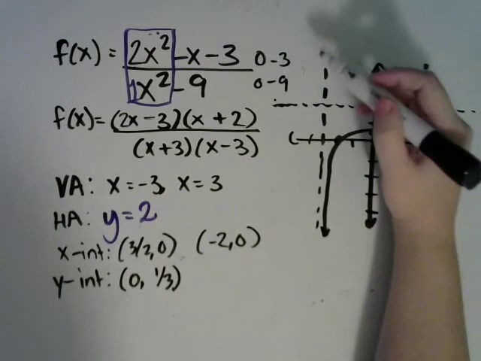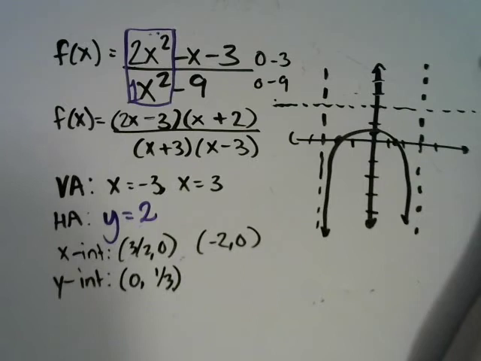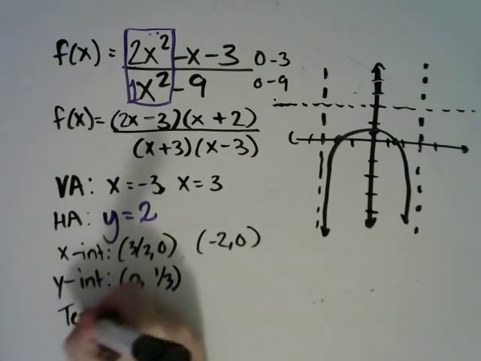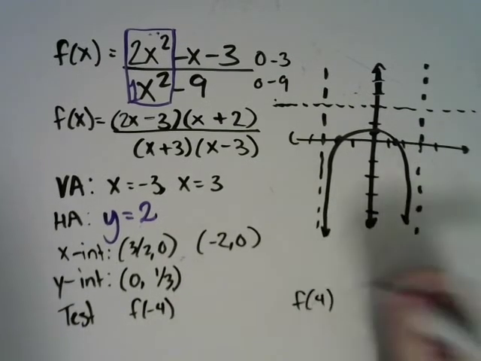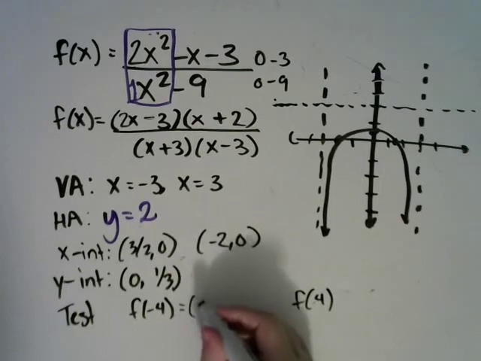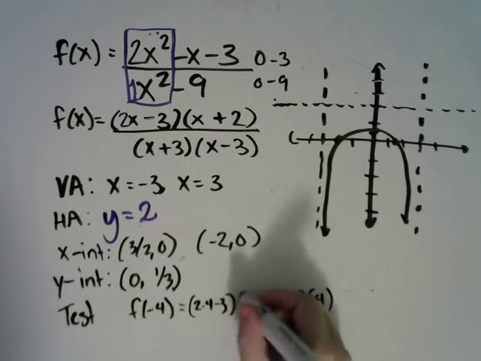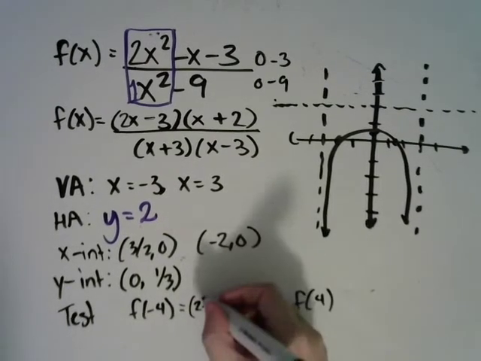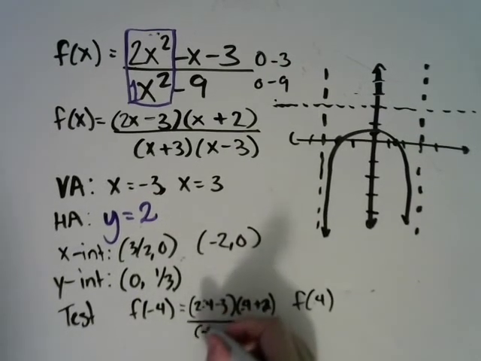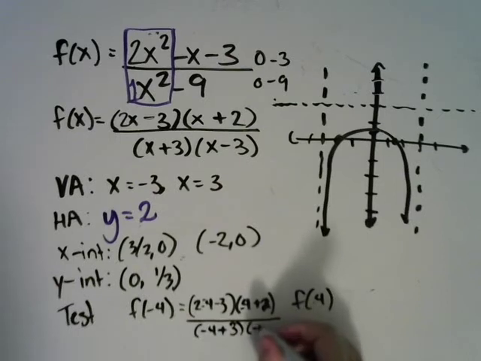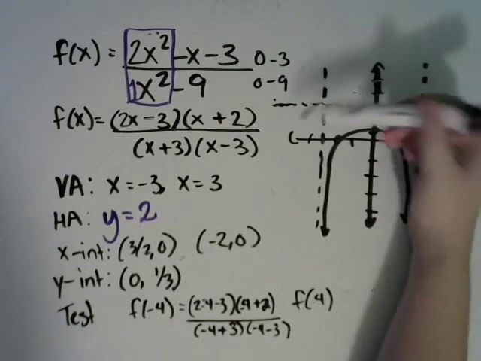That leaves me with two unknown regions. I don't know what's happening to the left of -3, and I don't know what's happening to the right of +3. So for my test points, I'm going to find f of -4 and f of +4. I've got 2 times -4 minus 3, -4 plus 2, and -4 plus 3, and -4 minus 3. What's the overall result? Is it more than 2 or is it less than 2?